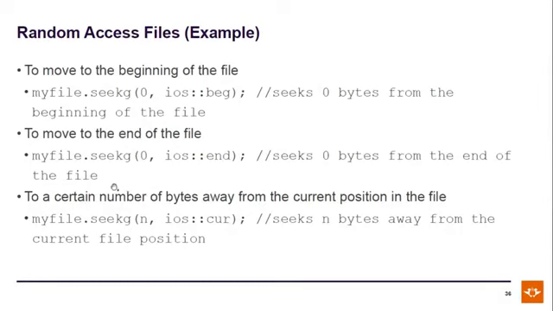And if we want to move a certain number of bytes away from the current position in the file, then we call the seekg function and tell it the number of bytes that we want to move, and that we want to move from the current position in the file.